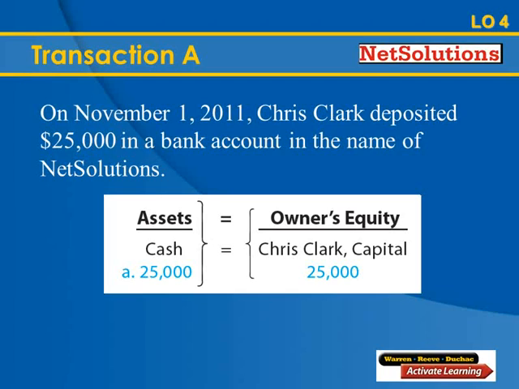The first transaction is a deposit of $25,000 into the business bank account. This transaction will cause both the asset account, cash, to increase, and the owner's equity account, Chris Clark Capital, to increase by $25,000. After recording each transaction, the accounting equation must still be in balance. The total of the assets must always equal the total of the liabilities plus owner's equity.